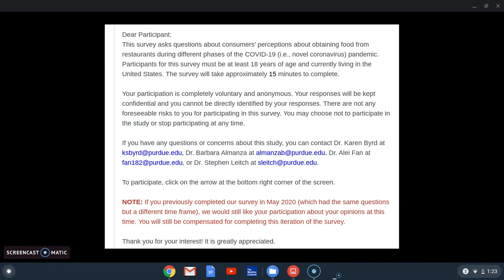Then they give you the contact information. So you have some emails here, and these are usually the supervising professors or supervisors on the board that are essentially allowing this to happen and approving it.